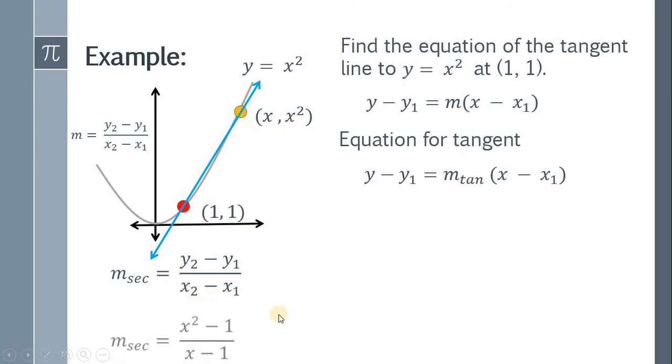Next, i-substitute natin yung mga values natin dun sa ating formula. So, slope ng secant equals to x squared minus 1. Bakit naging x squared minus 1? Ito yung ating y sub 2. Ito yung ating y sub 1. X squared minus 1, all over, x sub 2 natin is x minus 1. So, we have x minus 1.